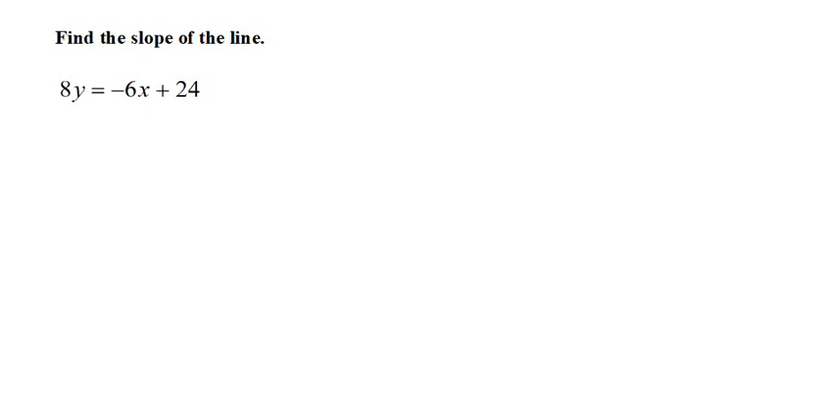In this problem, we're asked to find the slope of the line, and we're given the equation 8y equals negative 6x plus 24. So the first thing I need to do with this equation is convert it into a format that's going to give me the slope quite easily. That format is y equals mx plus b, which we know to be the slope-intercept form.